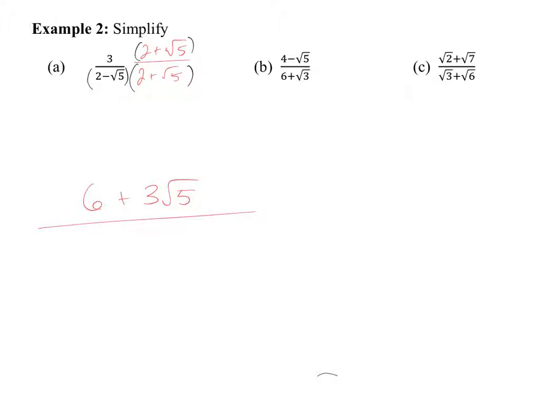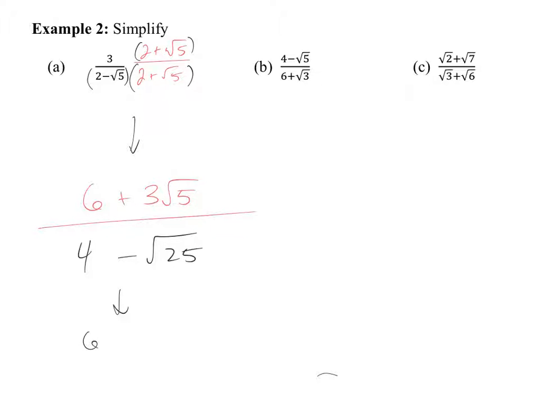Denominator, am I going to do the middle terms? No. Again, when foiling, the middle terms cancel. 2 times 2 gives me 4. Negative root 5 times positive root 5 gives me negative root 25. Keep simplifying this.